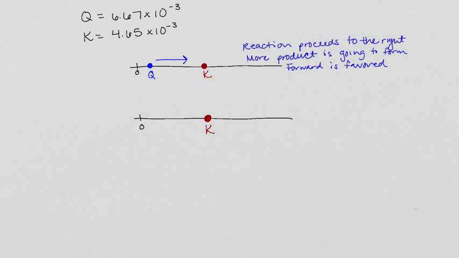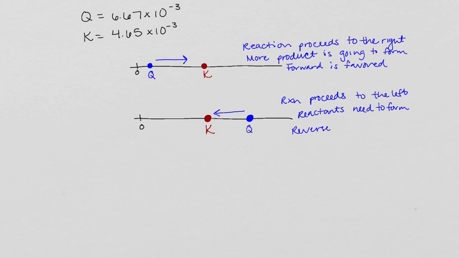Now let's imagine that Q is greater than K. So we'll put Q over here. Again, the reaction is always going to go toward K. That is the driving force of this reaction. So the reaction proceeds to the left. Reactants need to form, or product needs to break down. Or you could say that the reverse reaction is favored.